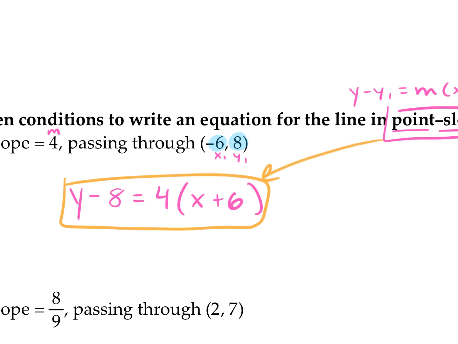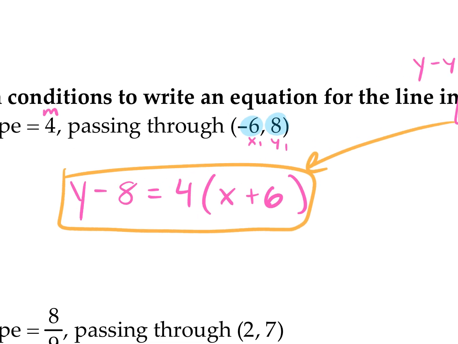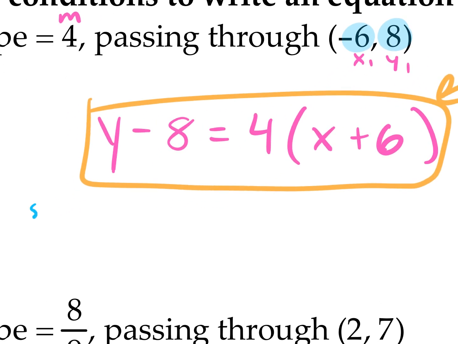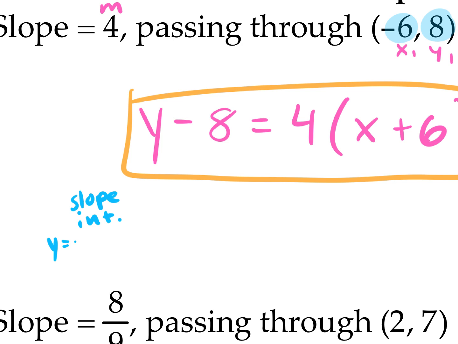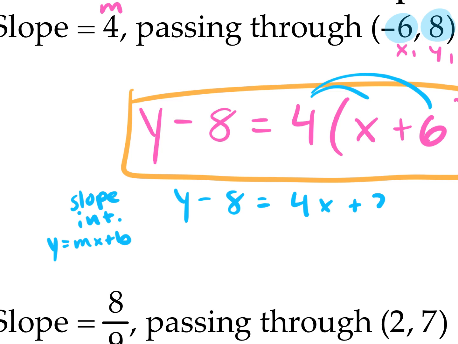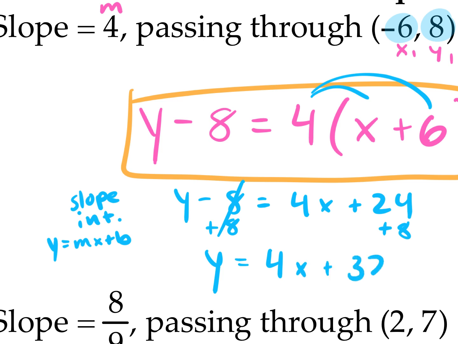What if the question asked for slope intercept form? What would we need to do? So slope intercept form is y equals mx plus b. So we'd want to distribute to get it to be y equals. So we have y minus 8 is equal to 4x plus 24. And what would we do next? Add 8 to the other side. So we get y equals 4x plus 32.